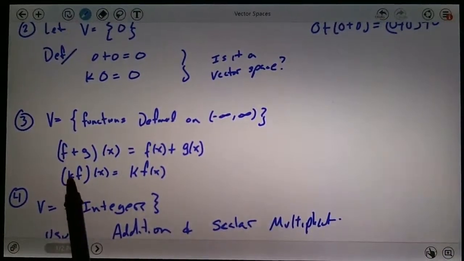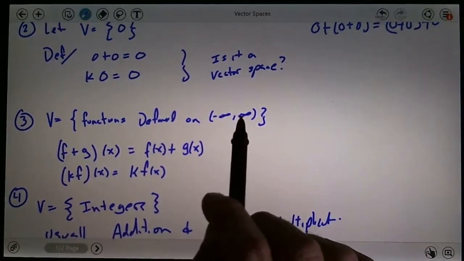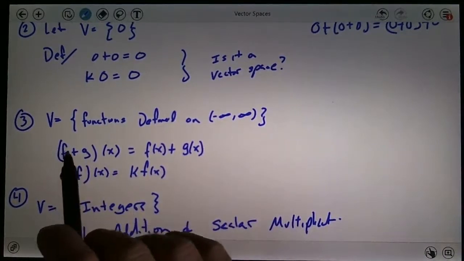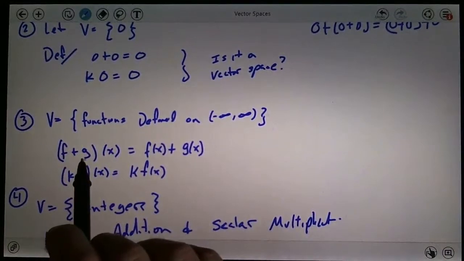Functions. I want all the functions that are defined on the whole interval from minus infinity to infinity. And I've got to show you how I add two functions. So if I have the function f and the function g, I'm going to make a new function out of them called f plus g.